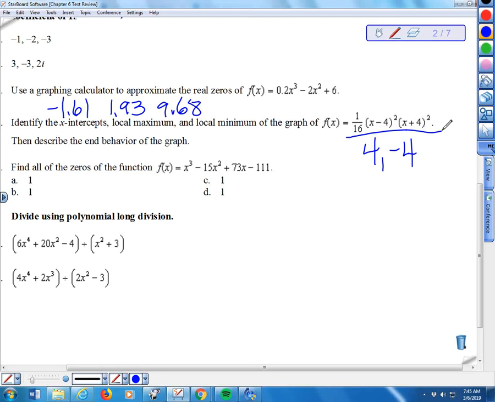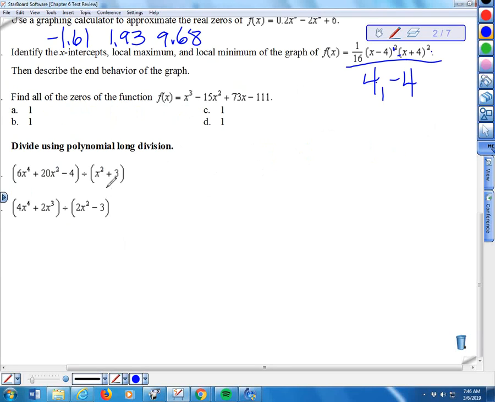Graph it. And then I'm going to use the max min. The min looks like it's happening at y equals 0, both of these zeros. And the max, I have to get it in my window, and when I do, and use the second calc and then the max button, it's going to be 16. The end behavior, because it's an even function, 2 times 2 is 4, the end behavior is going to be as x goes to positive infinity, y goes to positive infinity, and as x goes to negative infinity, y goes to positive infinity.